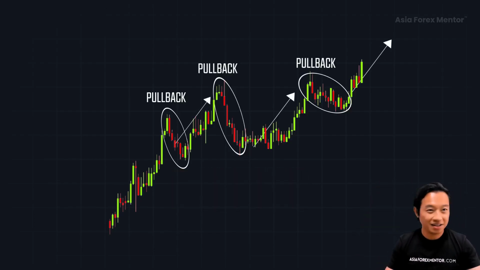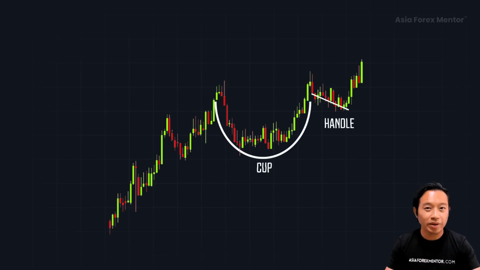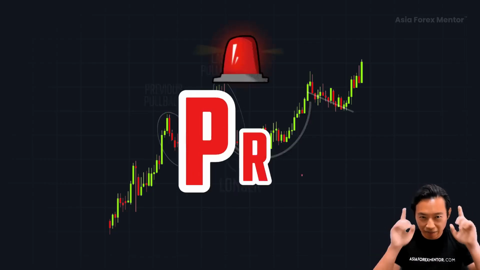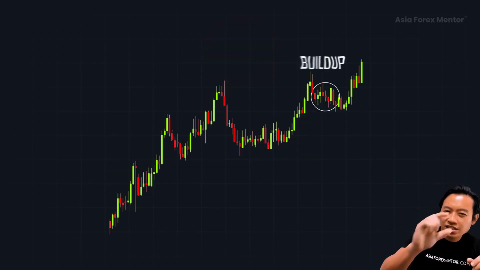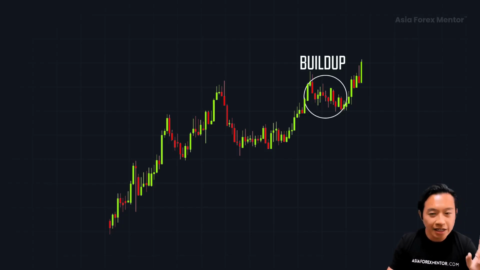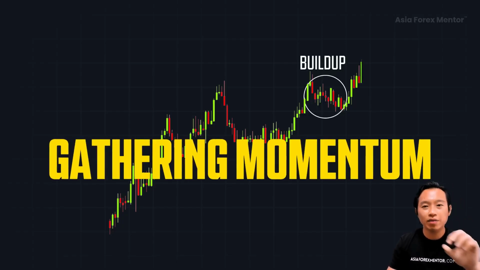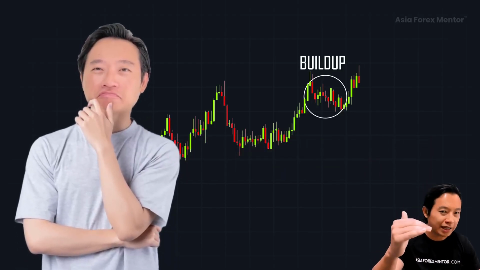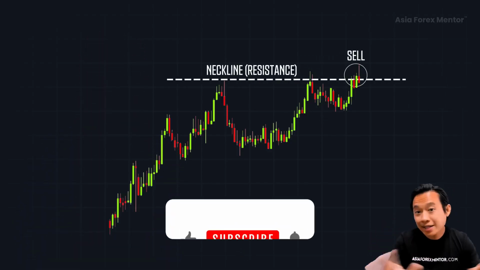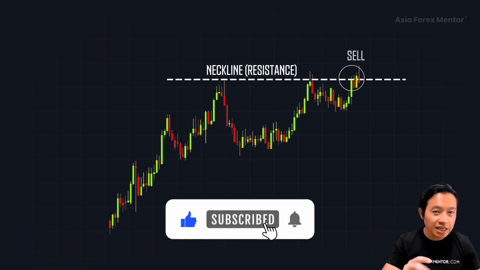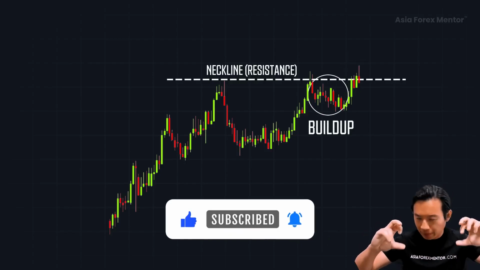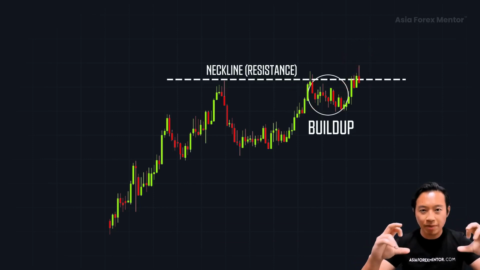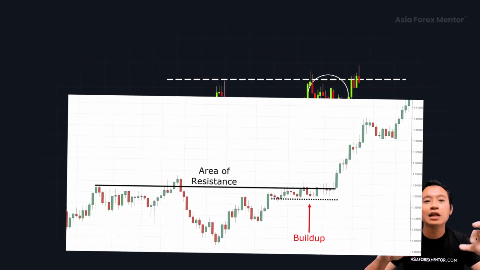So now, here's where it gets interesting. When we spot the cup and handle forming, the last pullback is longer than the earlier ones. Okay, here's a pro tip. When you see a build up, this means that the market is gathering momentum. I know that some traders like to short the market, sell the market at the resistance area. I mean, that's not wrong. But when you see a build up forming, you've got to be careful and stay out of shorting.